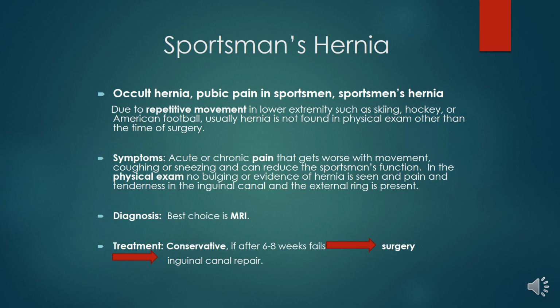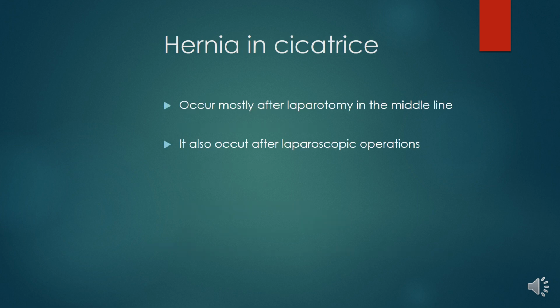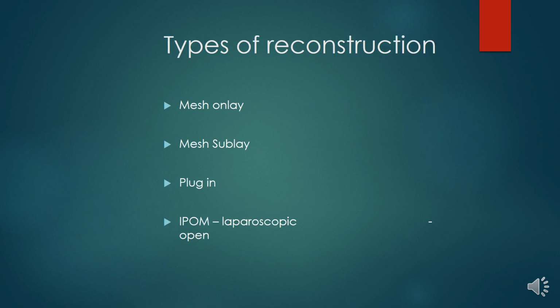Sportsman hernia is an occult hernia and can present with pubic pain, and is best diagnosed with MRI. Pediatric hernia: the prevalence in children is 0.8%. Incisional hernia occurs most commonly after midline laparotomy. And types of reconstruction: mesh only, onlay, sublay, plug-in, and IPOM, laparoscopic or open.